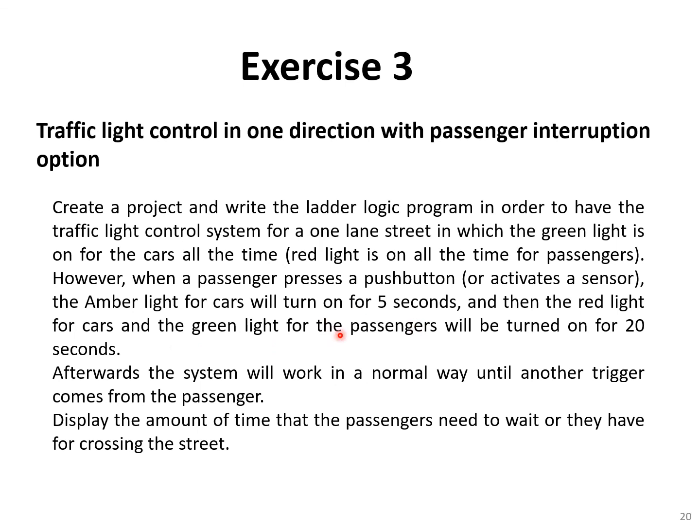If the passenger presses a button to cross the street, then cars basically should be stopped first by amber and then red light, and then the passenger light should turn green for 20 seconds. Afterward, the system will work in a normal way until another trigger comes from the passenger.